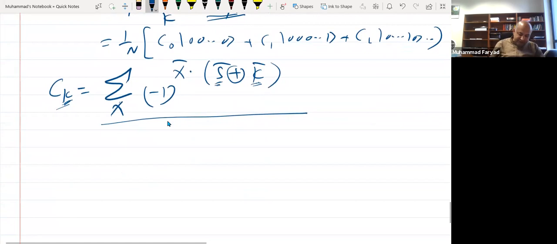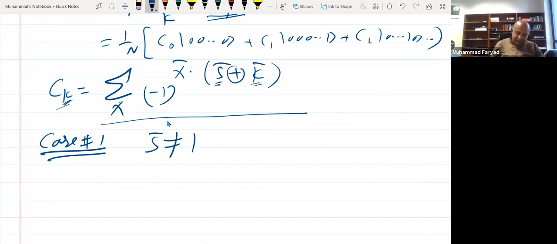Case number one is when S is not equal to K. You see, S is fixed, but K is taking different values. K can be 0, K can be 1, K can be 2, and so on.